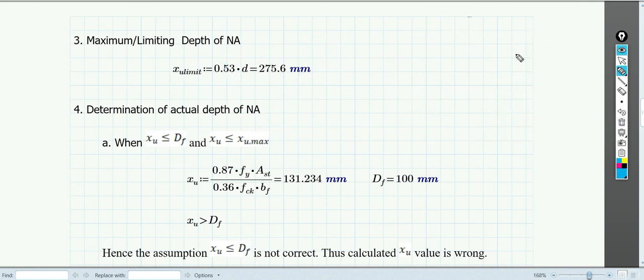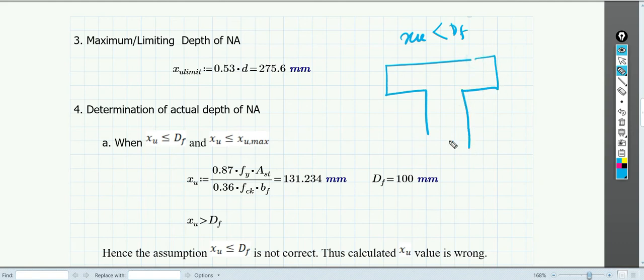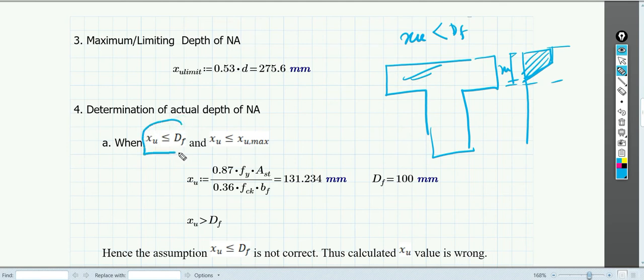So let us first assume that Xu is less than Df. What does it mean? That means in the flange, which is of 100 mm, within this 100 mm your concrete stress block exists. Within this portion, your whole concrete stress block is within the flange. So this is our first assumption: Xu is less than or equal to Df, and Xu is less than or equal to Xu max.